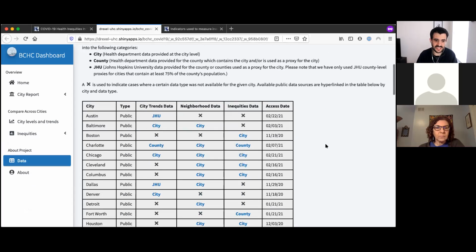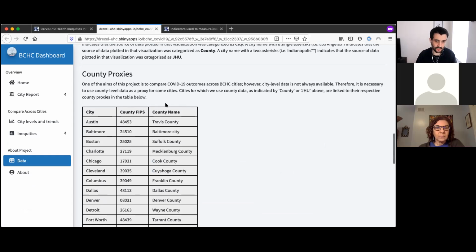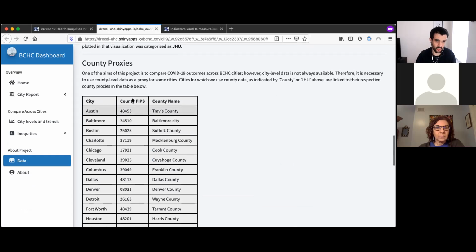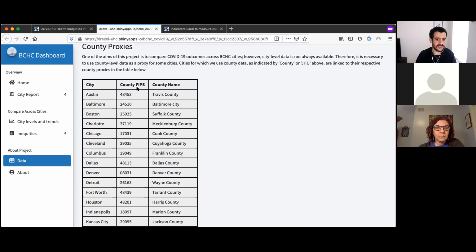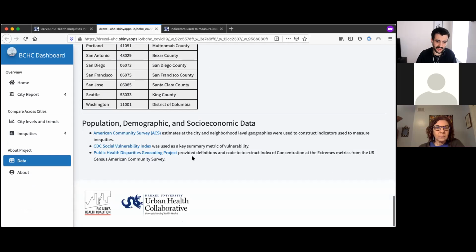Last here, in the case of data, down at the bottom, we also see in the cases where we use county proxies, we show which county is the proxy and what is the FIPS code in case people are interested in also using that. And down here, we provide details on the data sources for some of the other things, such as the American Community Survey, the Social Vulnerability Index, or how we calculated the index of the concentration at the extremes.